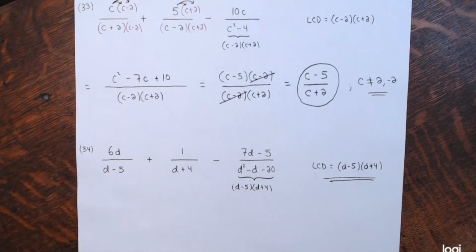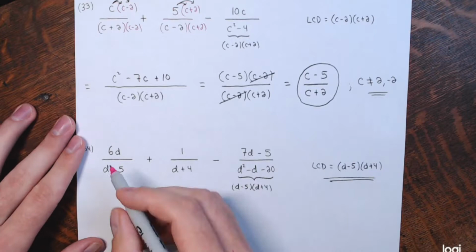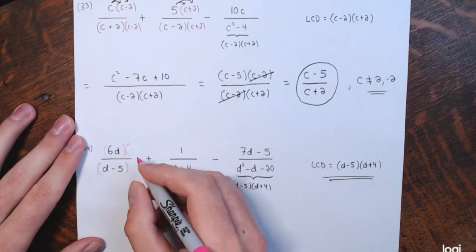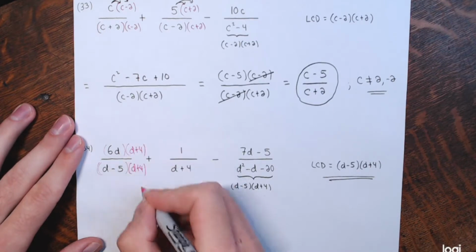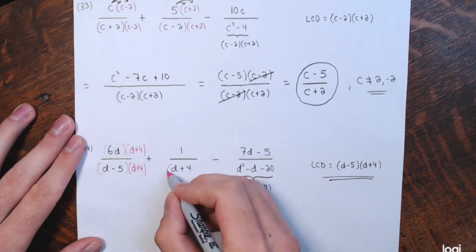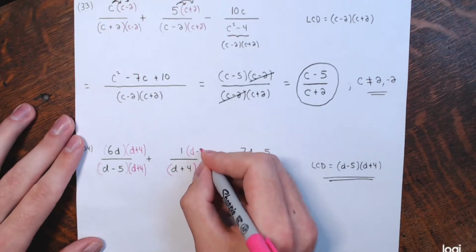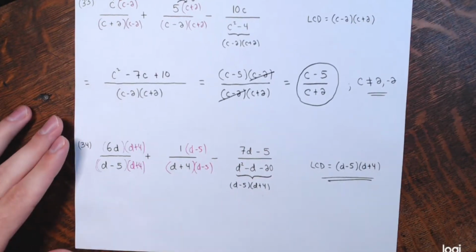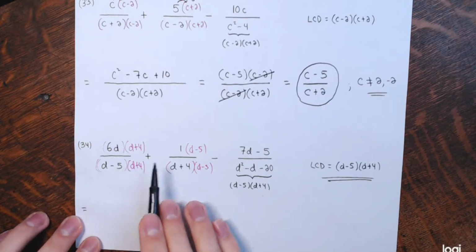Alright, so I don't need to do anything to the third fraction, just the first two. Now the first fraction, I would multiply the numerator and denominator by the quantity d plus 4. Second fraction, I would multiply the numerator and denominator by the quantity d minus 5. And now we have a common denominator, right? The LCD is the denominator throughout this. And we're doing a bunch of addition and subtraction.